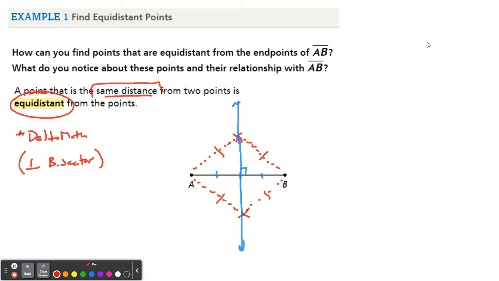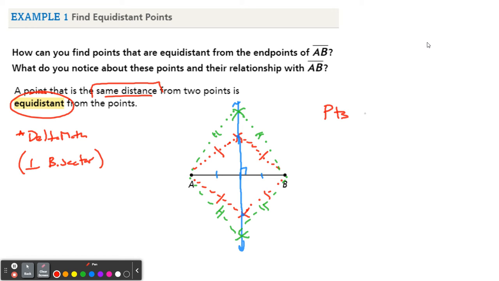Now we could do the same thing if we made our compass a little bit bigger. So say it was a little bit bigger, it would have been up here and down here, and then put it on B up here and down here. But again, these points would be the same distance away, and so would these points. So what I'm getting at is, what do I notice about these points in the relationship? These points appear to be on the perpendicular bisector of segment AB, right?